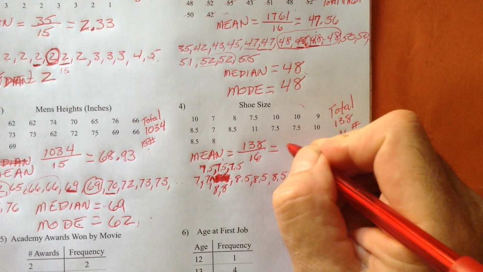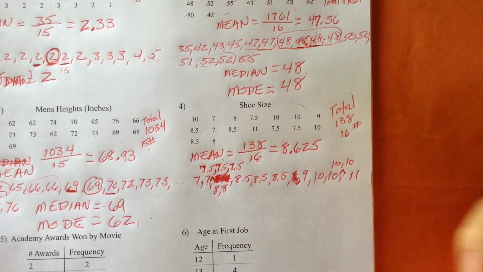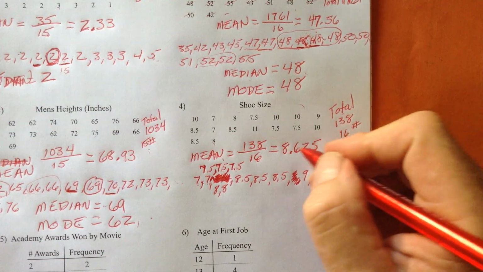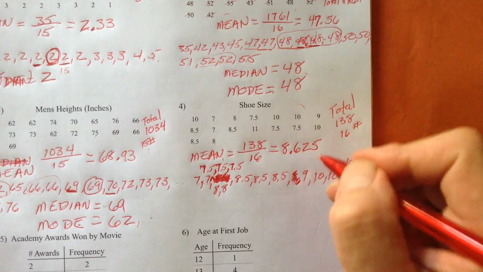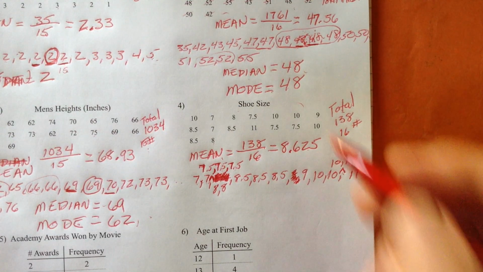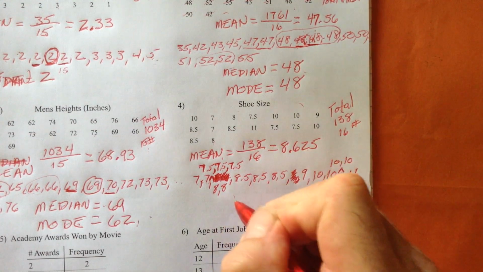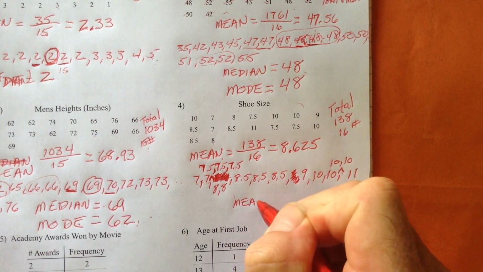I ended up with 8.625. Okay, or you can go 8.63 if you're going to round to the hundredths place. So that would be the mean. The median would be the middle one.